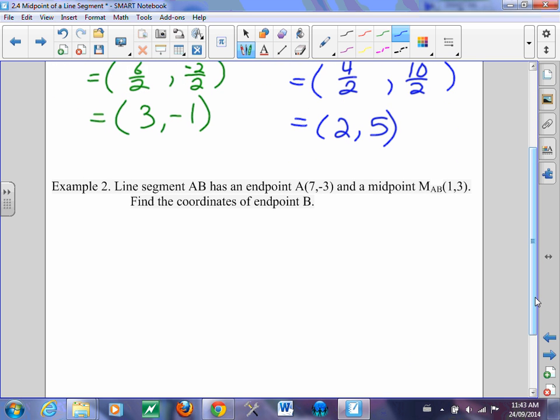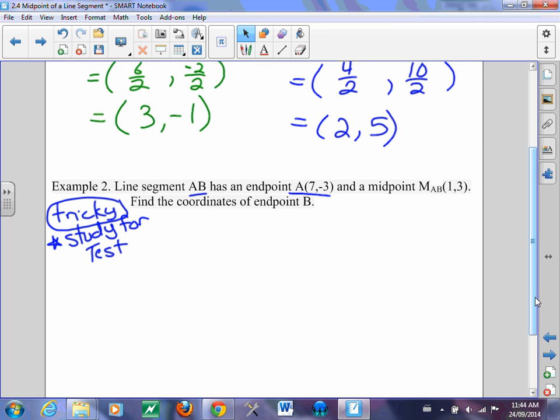Okay? Now example 2, this is a tricky one. And I guarantee you want to study this one for the test. So make sure you know how to do this one, as I get people on the test all the time. And you're saying, Ms. R, what's so tricky about it? Well, read this question. It says line segment AB has an endpoint of (7, -3) and a midpoint of AB. Okay, find the coordinates of the endpoint.